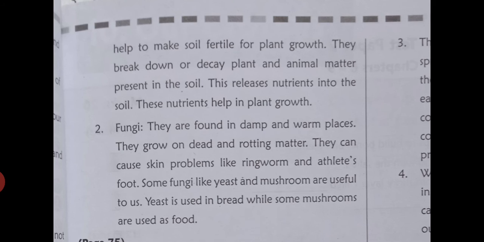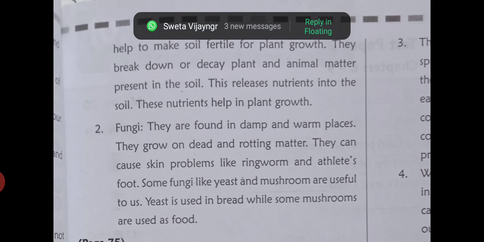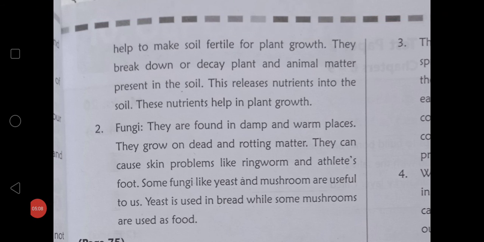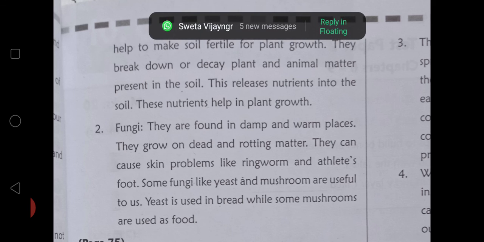Some fungi like yeast and mushrooms are useful to us. Full stop. Yeast is used in bread, while some mushrooms are used as food. Full stop.